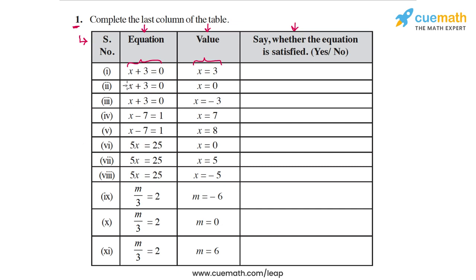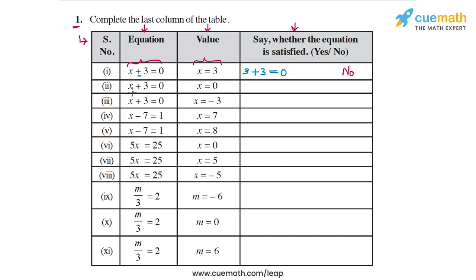So let's do each part one by one. So in the first part, the equation is x plus 3 equal to 0 and the value is x equal to 3. But if you substitute x equal to 3 into the LHS, you get 3 plus 3 on the LHS, and on the RHS you get 0, which means that 6 equal to 0, which is not true. So this equation is not satisfied by x equal to 3, so we write no here.